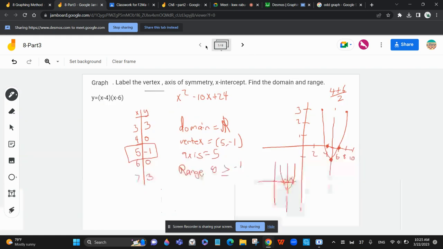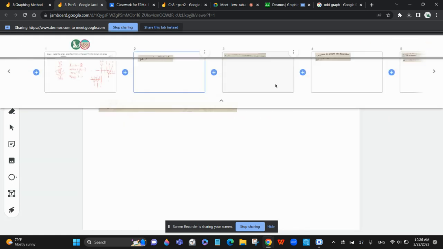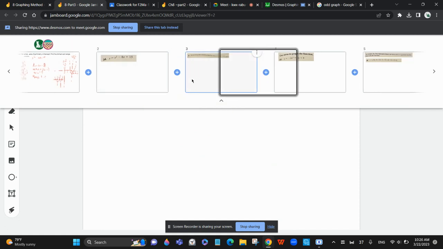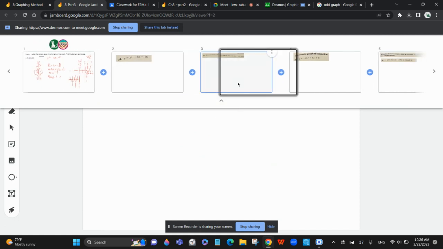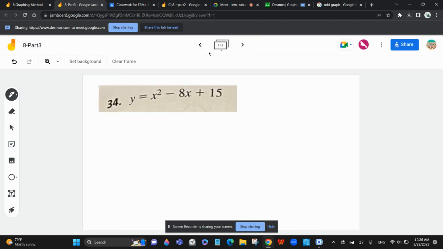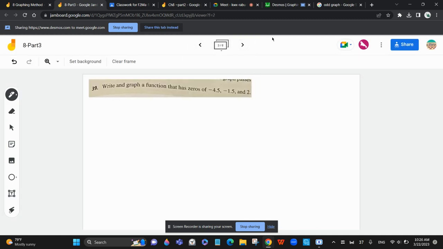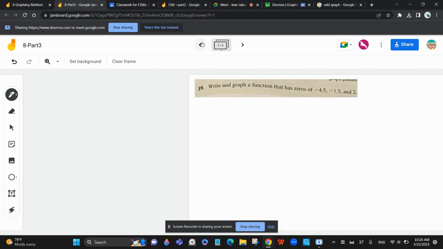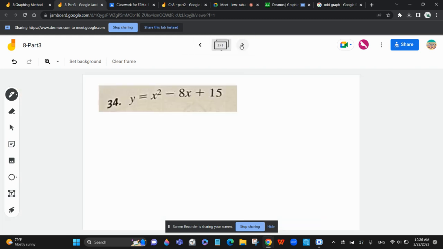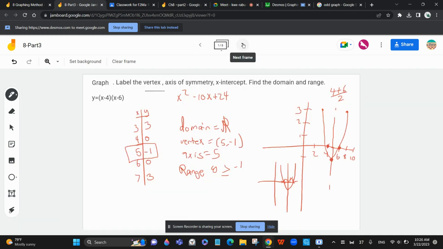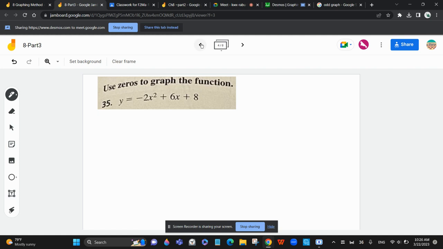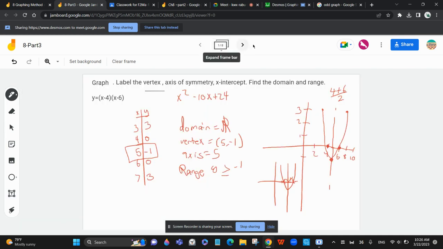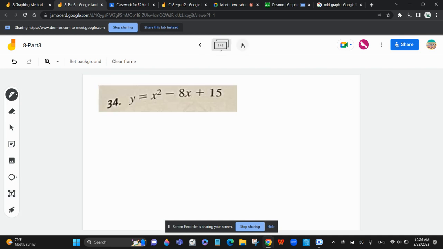Yeah, so let's see. Yeah, so the next page. But before you graph it, you can just use the intercept form. So use the zeros to graph the function. Yeah, you need to find the zeros of the function, 3 and 5.